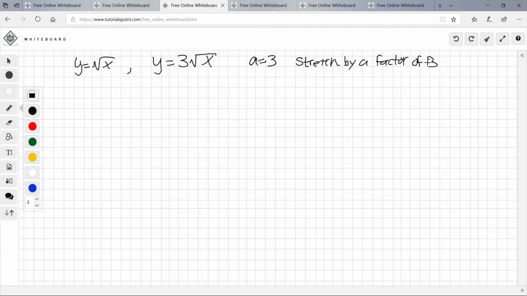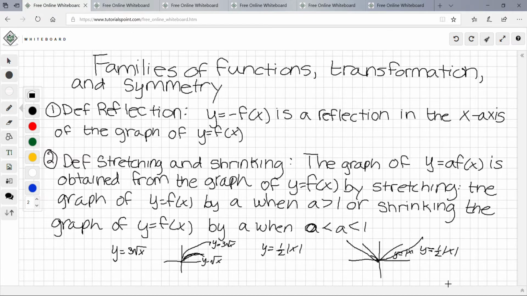It's not being shrunk, and let me show you. It's not a parabola. It's not an absolute value or a parabola. It's a square root. So this means it's going to be stretched by a factor of 3. If it was like 1/2, it would be shrunk by 1/2. So let's do this.